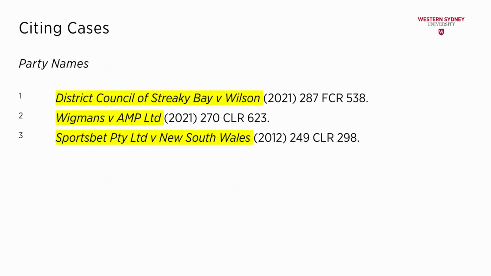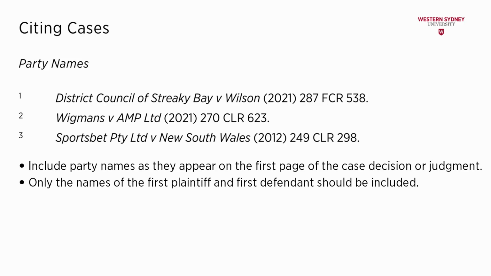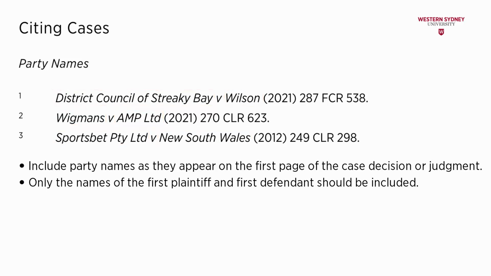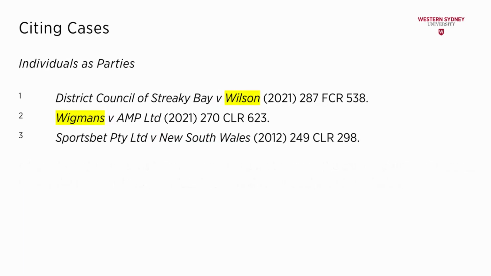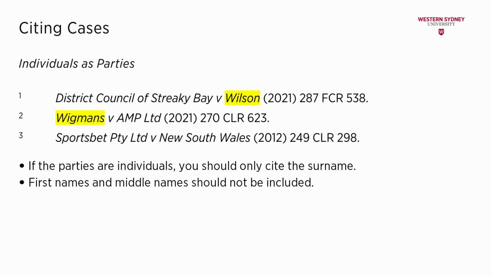When you cite a case, you should include party names as they appear on the first page of the case decision or judgment. When including party names, only the name of the first plaintiff and first defendant should be included. The party names should be separated as they appear on the case report, where they are usually separated by v, which stands for versus. The v should be italicised. If the parties are individuals, you should only cite the surname. First names and middle names should not be included.